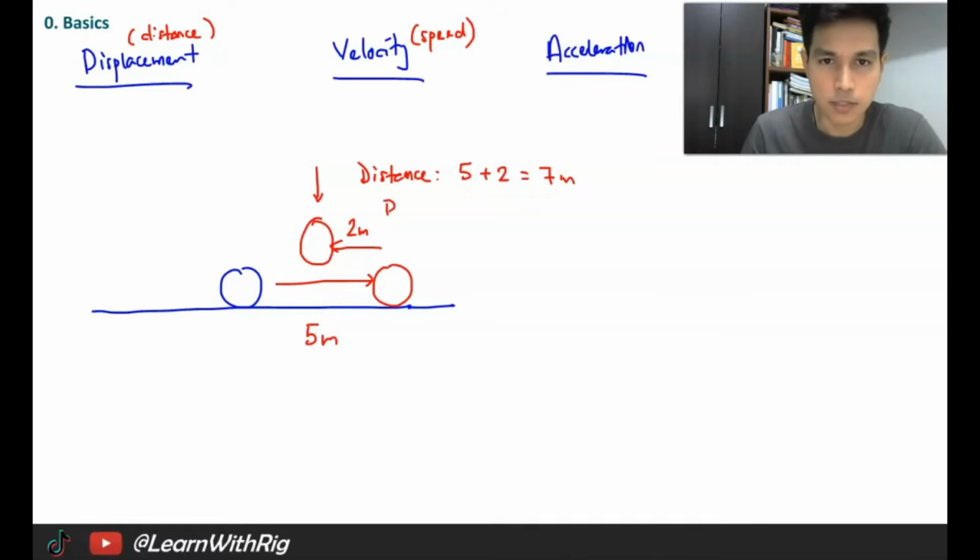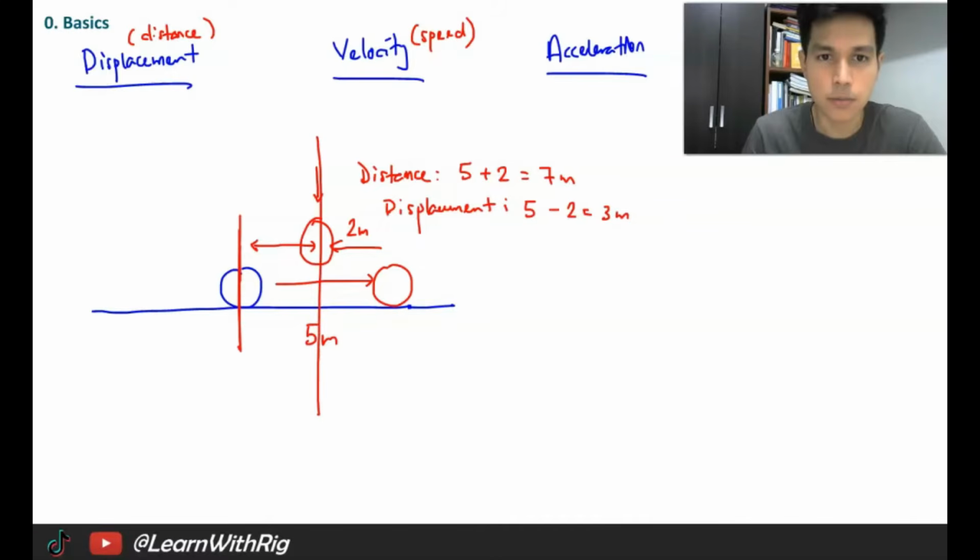But if I ask for displacement, displacement means the shortest distance from the initial position. So if here's the initial position, the shortest distance would be here. That means you take 5 meters minus 2 meters, so it's 3 meters. So the displacement is the final position compared to the initial position. That means the shortest distance. It does not take into account the total journey.